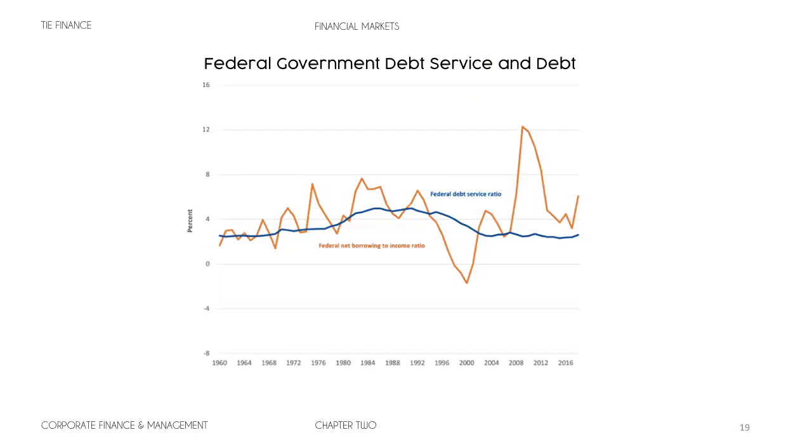Here we can see two lines. One is the federal debt service ratio and the other is the federal net borrowing to income ratio. The federal net borrowing to income ratio, which is the orange line, has been much more volatile. Even at its peak in 2009, which is here, during the Great Recession, it was not much higher than such debt ratios in the past 50 years and remained significantly below the debt ratios created by the large deficits recorded during World War II and the Great Depression in the 1930s.